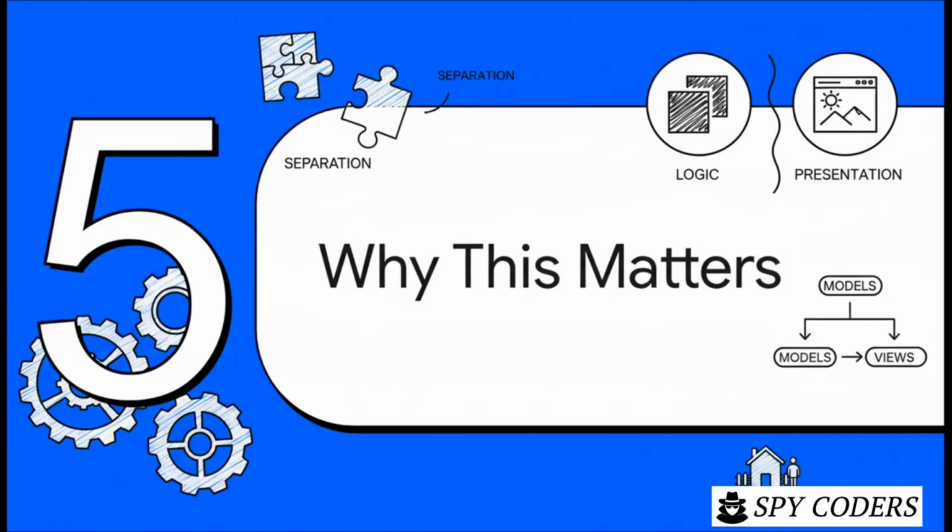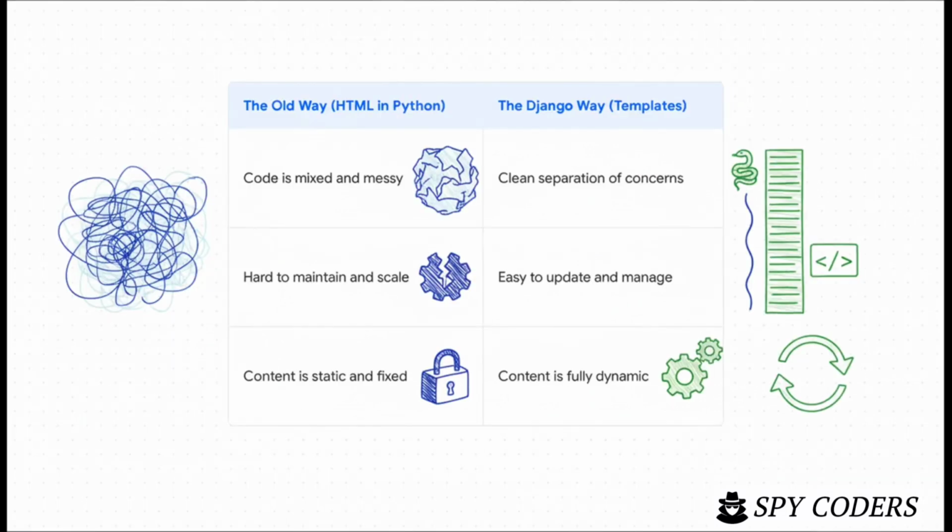So why do we go through all this trouble? Why is this so important? Well, it all comes down to a really fundamental principle in software development, and that is the separation of concerns. I mean, just look at the comparison. The old way is messy, it's hard to maintain, and at the end of the day, it's basically static. But the Django way, it gives you this beautiful, clean separation. Your Python code handles the logic and the data, and your HTML files handle the presentation. It makes your project so much easier to manage, to scale, and to make truly dynamic.